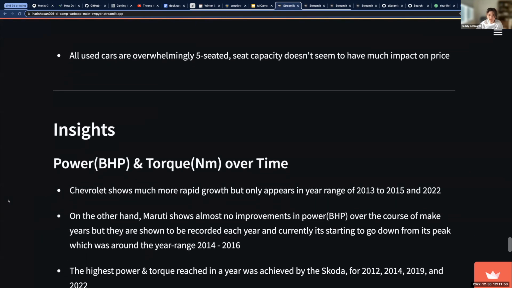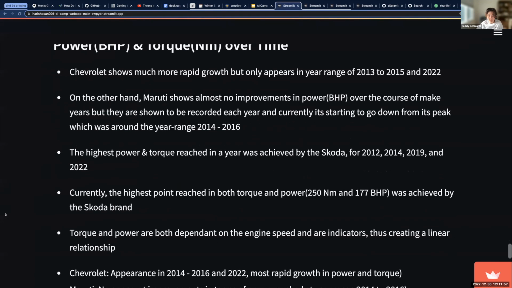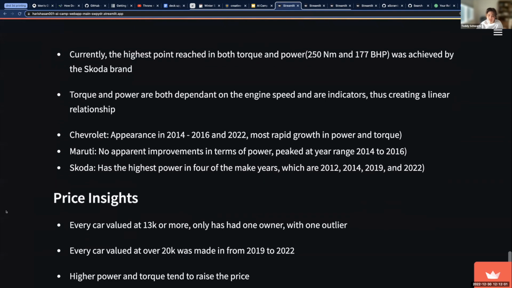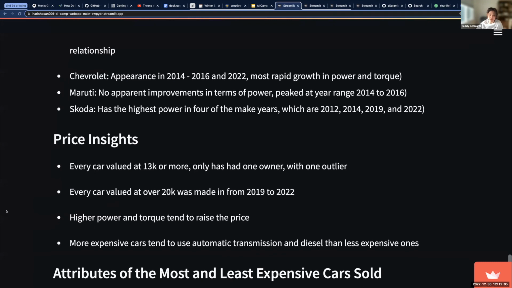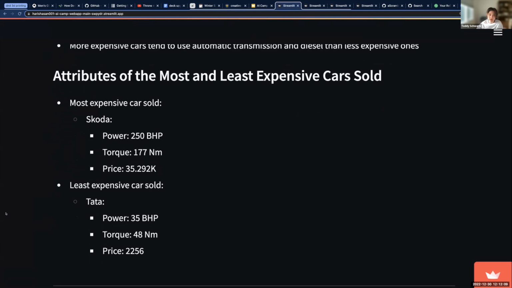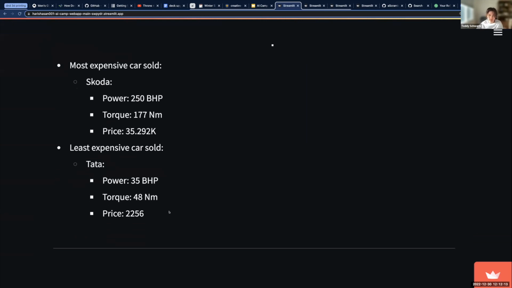Now for some insights about power and torque over time, you've already seen this. Some of the price insights, again, we were mainly looking at what factors influence price so that we can get the best possible value. And then lastly, again, those attributes of the most and least expensive cars sold. That's about it.